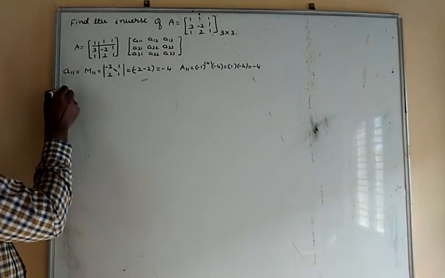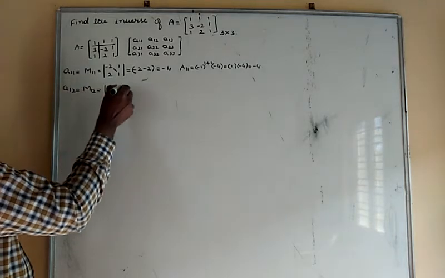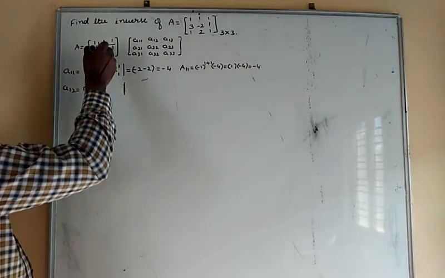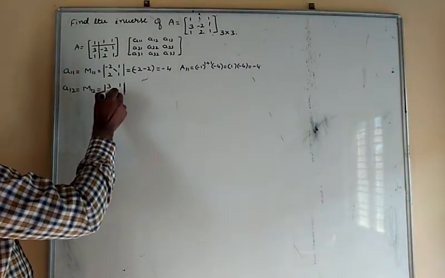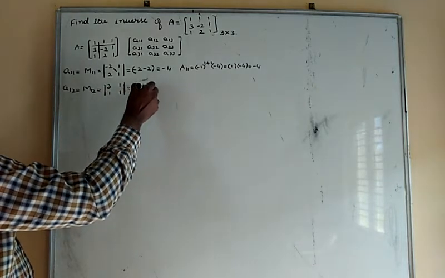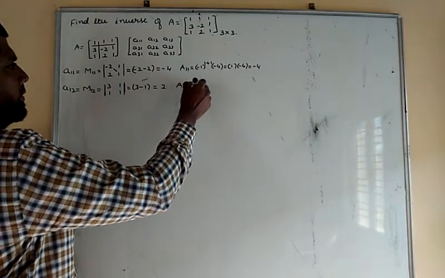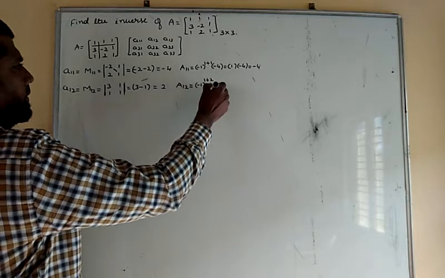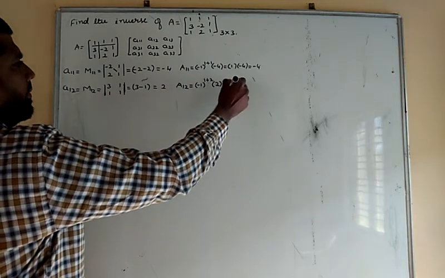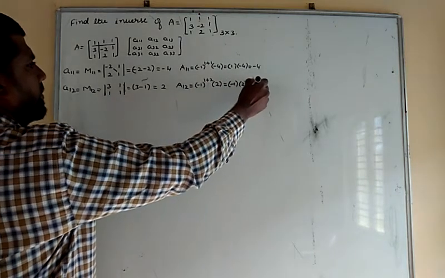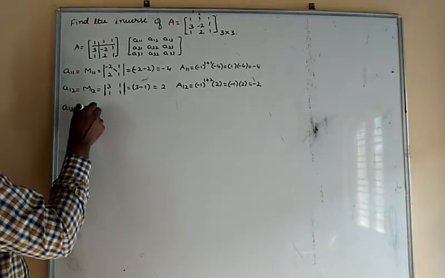So now let us find A12. Next element A12 means M12. M12 lies in the first row and the second column. First row and the second column means 3 1 1 1, that is equal to 3 minus 1, that is equal to 2. So then A12 is equal to (-1)^(1+2) into 2. The power is 1 plus 2, which is 3, so -1 into 2 is equal to -2.